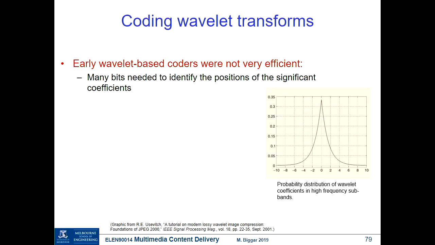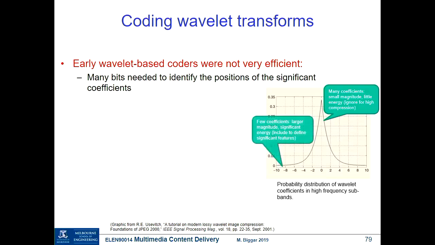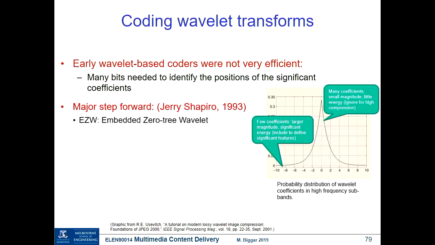So this is another way of representing that. This is the probability distribution of the wavelet coefficients in the high frequency subband, so they're highly concentrated near zero, but there are these important high value components that we need to identify and locate somewhere in the image array. So many coefficients are small magnitude and have little energy, so that's a good thing for compression. We can ignore them, but the few that we need to preserve, with significant energy, we need to somehow convey and communicate. And a major step forward in this was achieved by Jerry Shapiro back in 1993 with an approach called the embedded zero tree wavelet.